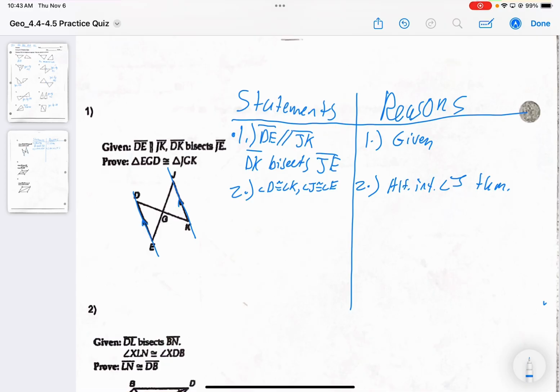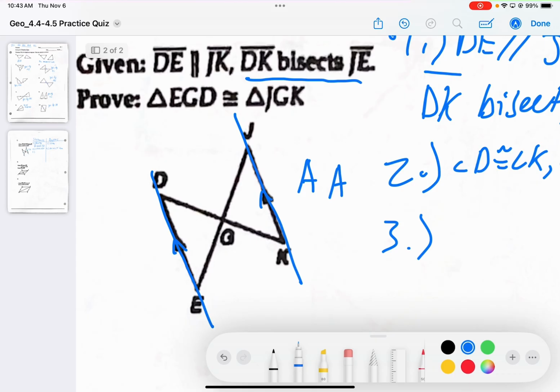That's what that reference sheet is designed to do, is just feed you that information, just like ChatGPT. So there's two angles. I need a side up in here. Well, let's use the other given, right? It says DK bisects JE. So what does that mean if I say segment bisector? Two equal parts.